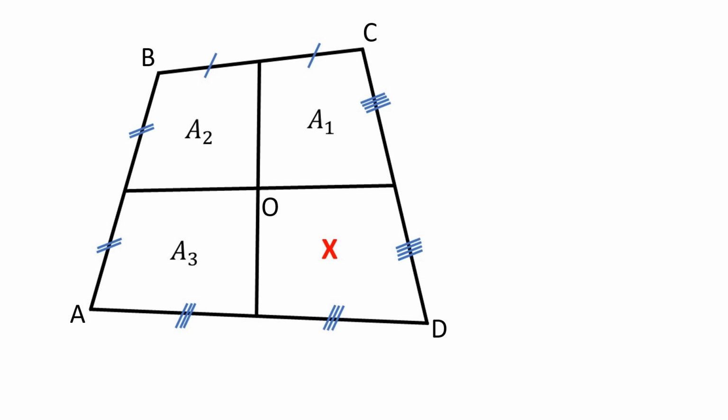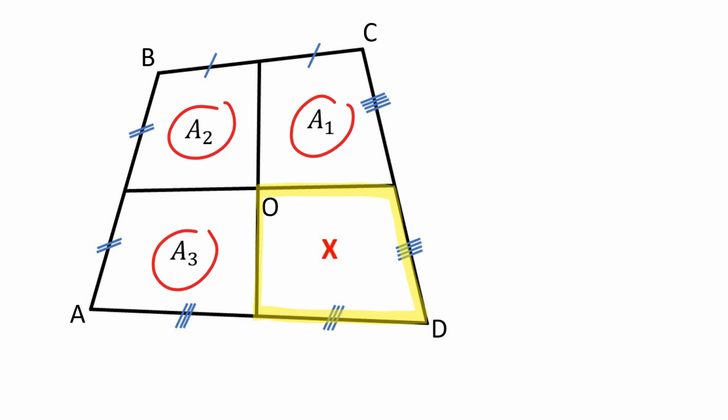Let's solve this problem. If you'd like, you can click the pause button and try to solve this problem yourself before you watch the video. We need to represent the area of this convex quadrilateral in terms of A1, A2, and A3.